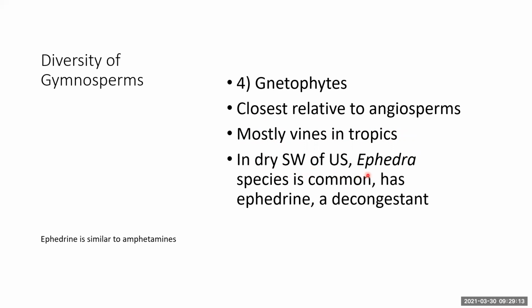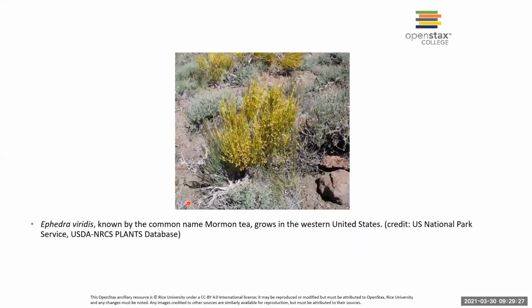There's a pretty common gnetophyte species called ephedra that grows out there, and that's where ephedrine comes from, which is a decongestant. The species that exist out there also goes by the common name of Mormon tea. Basically they would take this plant and make a tea out of it to help with colds and to serve as a decongestant. So you can find this plant in the southwestern United States.